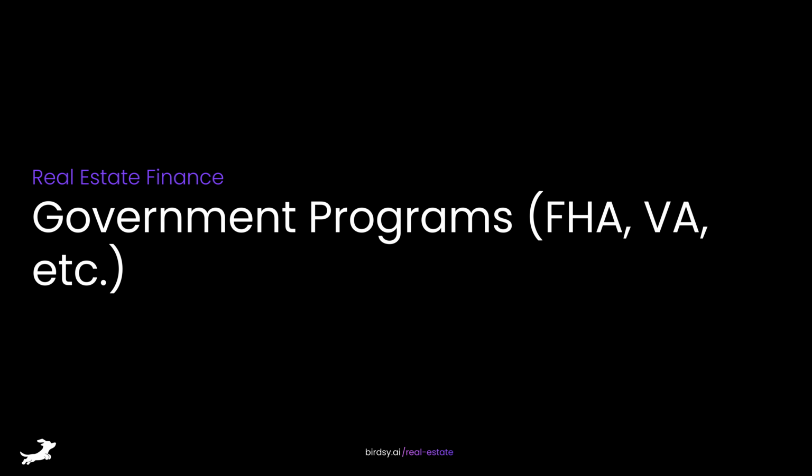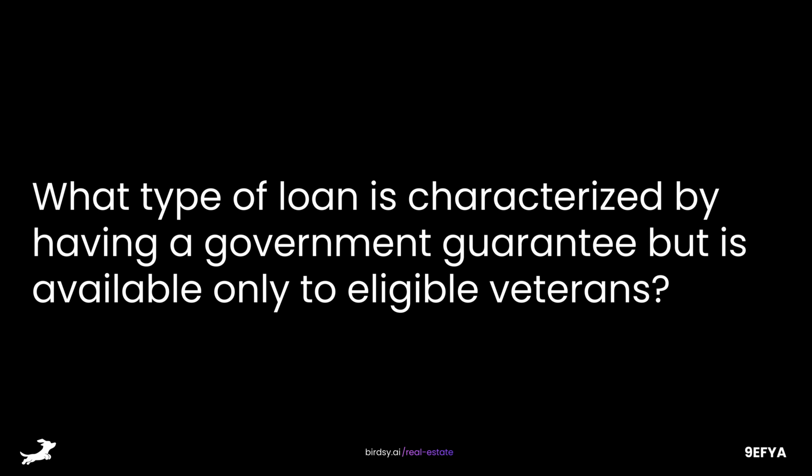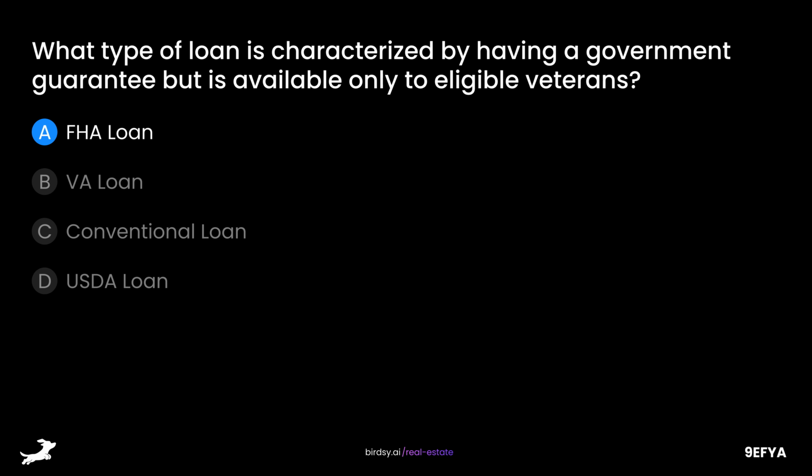Government programs like FHA and VA. What type of loan is characterized by having a government guarantee but is available only to eligible veterans? Is it A, Federal Housing Administration loan? B, Veterans Affairs loan? C, conventional loan? Or D, USDA loan? The answer is B, Veterans Affairs loan.